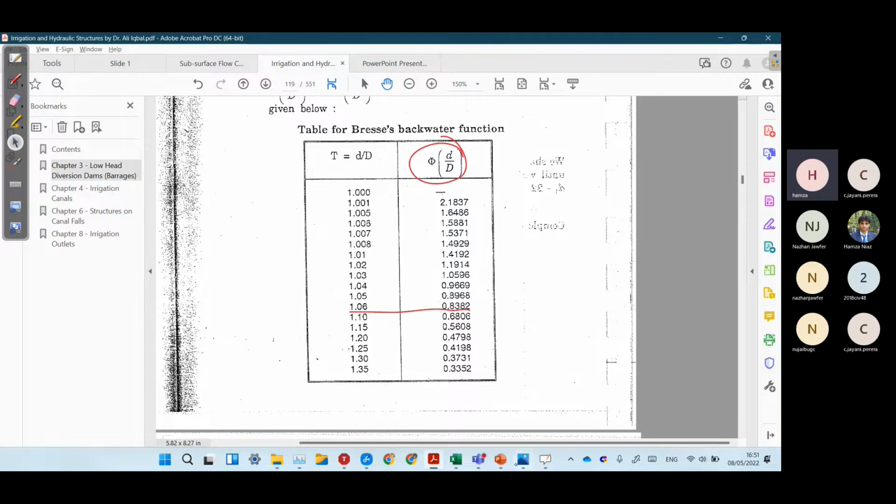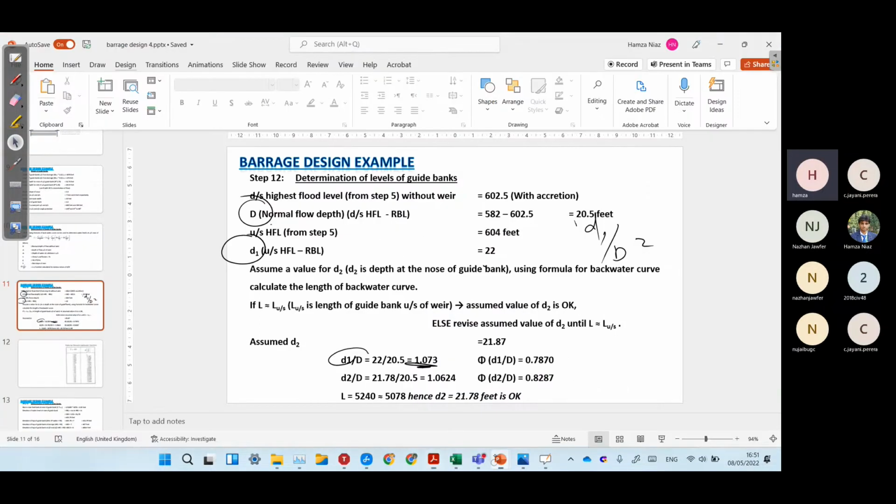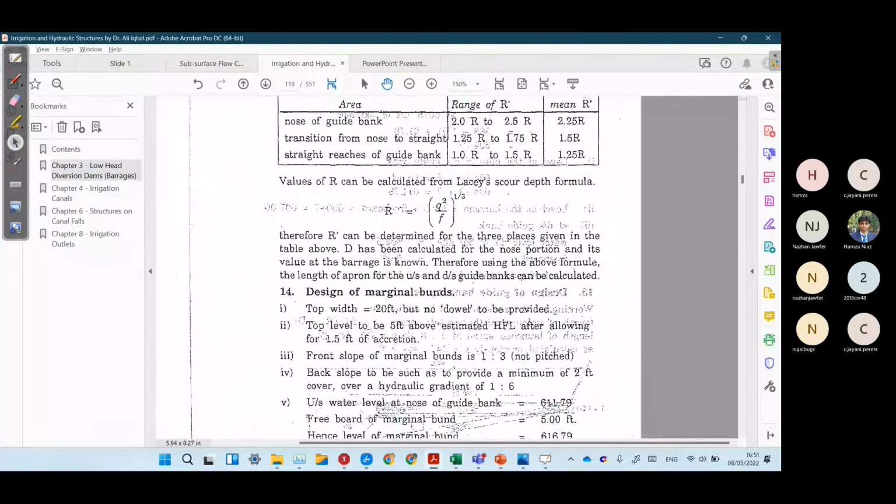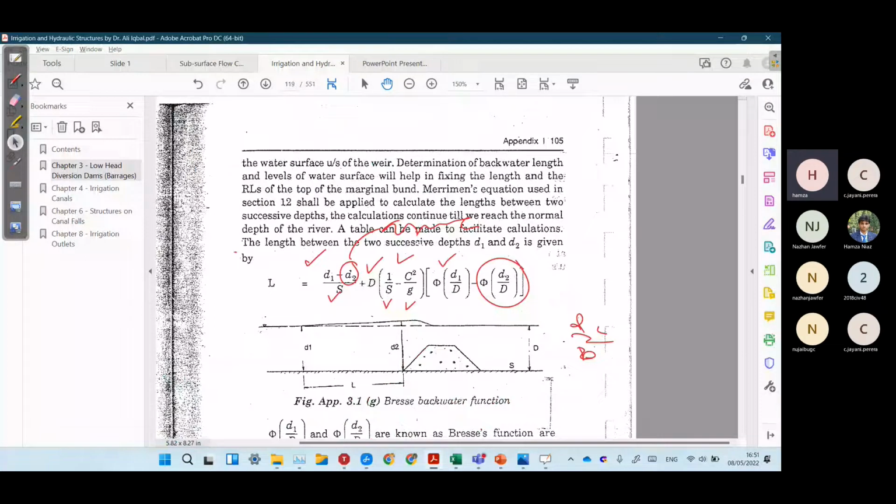For example, they have assumed the D2 value as 21.87. Divide this by D, we'll get this value. They use the phi for this as 0.8287. Now plug this value into the equation.